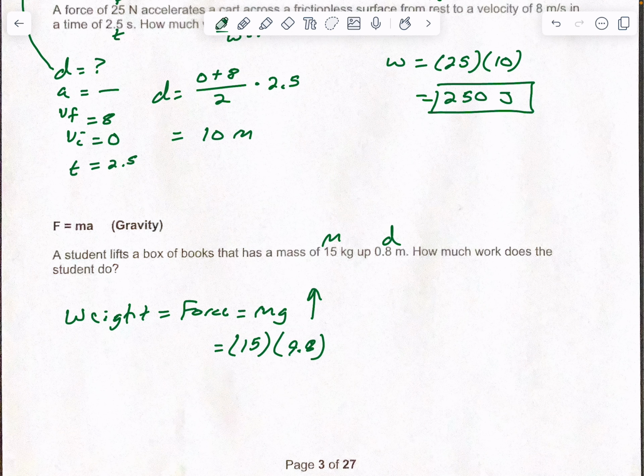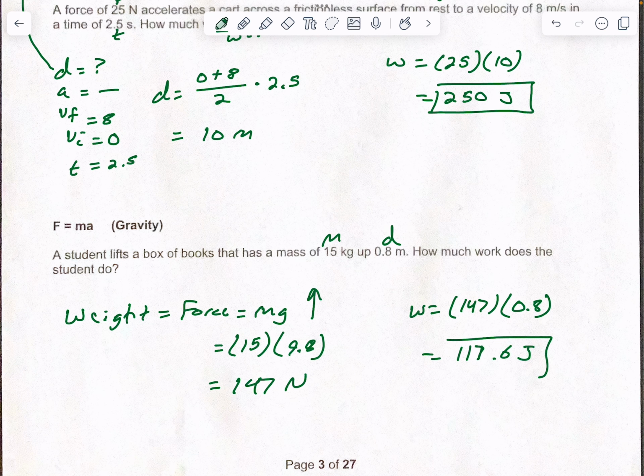Now, honestly, would it affect your numerical answer? Not really. Okay, but gravity is not the one doing work here. Okay, so if gravity was doing the work, like if this book was falling, then yeah, we would do negative 9.8. Okay, but we're going to do 15 times 9.8, and that gives you 147 newtons. So there's your force. So work equals force times distance, so 147 times distance, which is 0.8, and you get 117.6 joules.